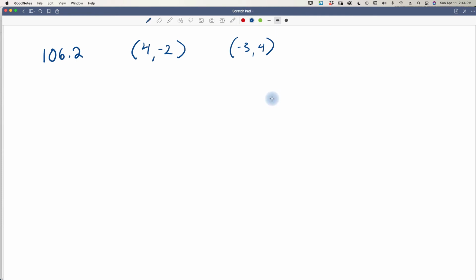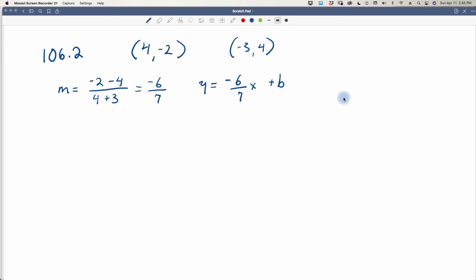So now you can do the calculation for slope. So pause the video, find slope, and then press play. And through the magic of video, we have slope figured out. -2 minus 4 is -6. 4 plus 3 is 7. So y equals -6 over 7 x plus b. And if that is what you got for slope, congratulations, you're on the right track. You know what you're doing.